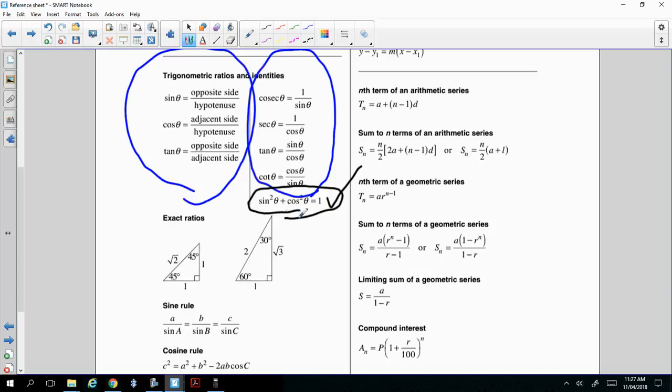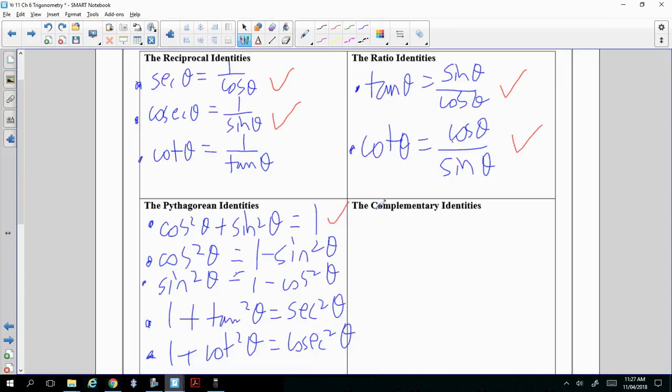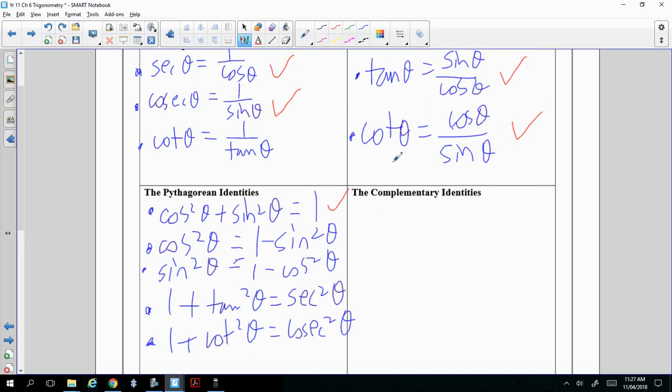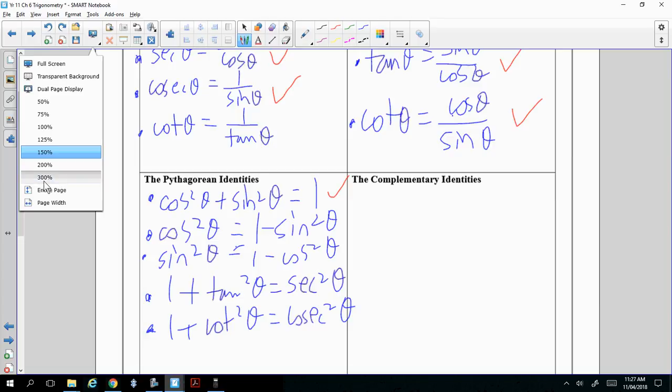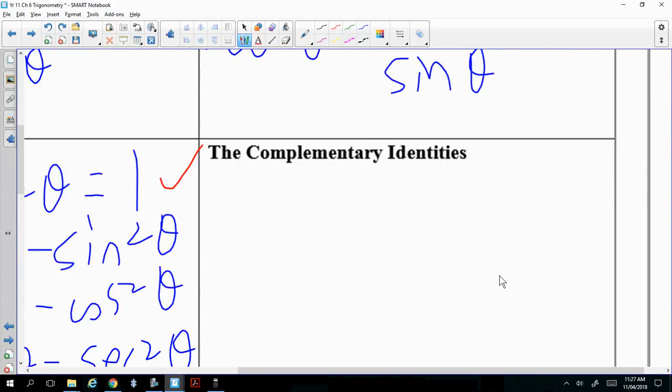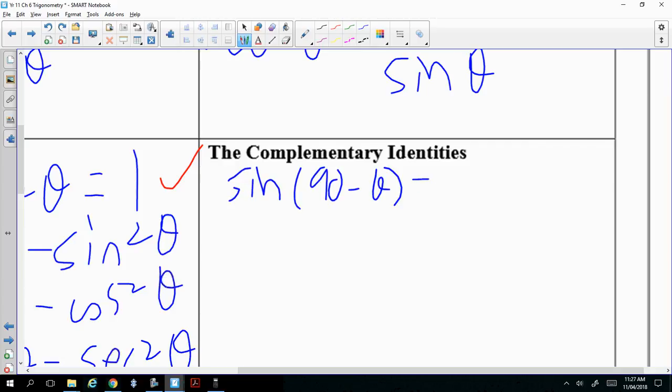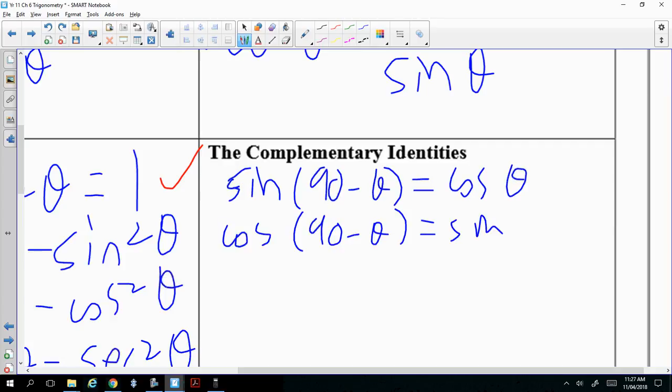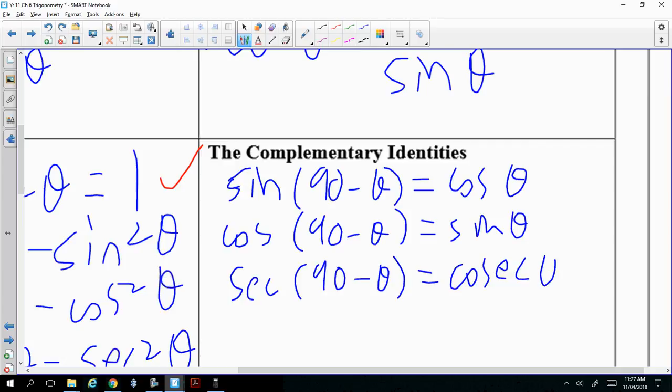Okay, let's continue. All right, complementary identities. The complementary ones are: sine 90 minus theta equals cos, cos 90 minus theta equals sine, sec 90 minus theta equals cosec, cosec 90 minus theta gives you sec, tan 90 minus theta equals cot, and cot 90 minus theta equals tan. So that's 6. They're all the same. All right, I'll leave it here.